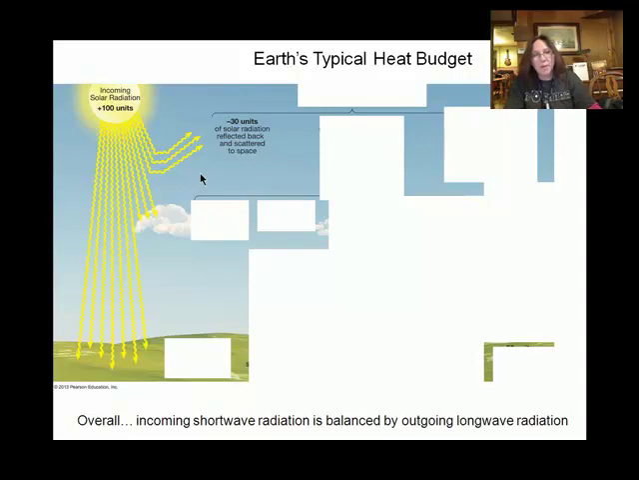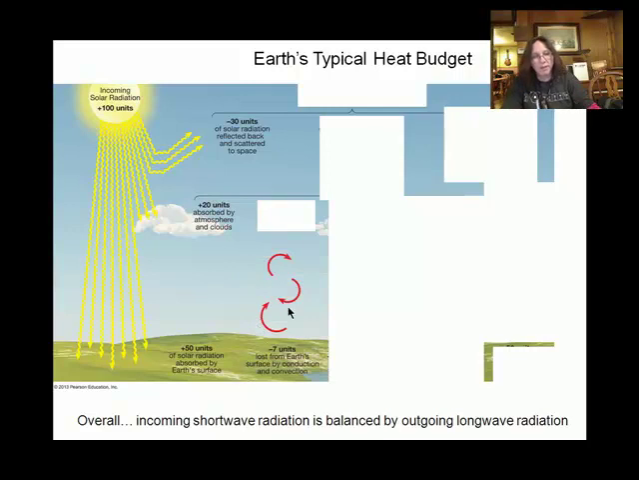We talked about the fact that the atmosphere scatters some of those units, and let's say 30 units get scattered. And let's say that 20 units get absorbed by the atmosphere, by the gas particles in the atmosphere and the particles in the clouds. And then let's say that 50 units actually make it to the geosphere and get absorbed by the Earth's surface.